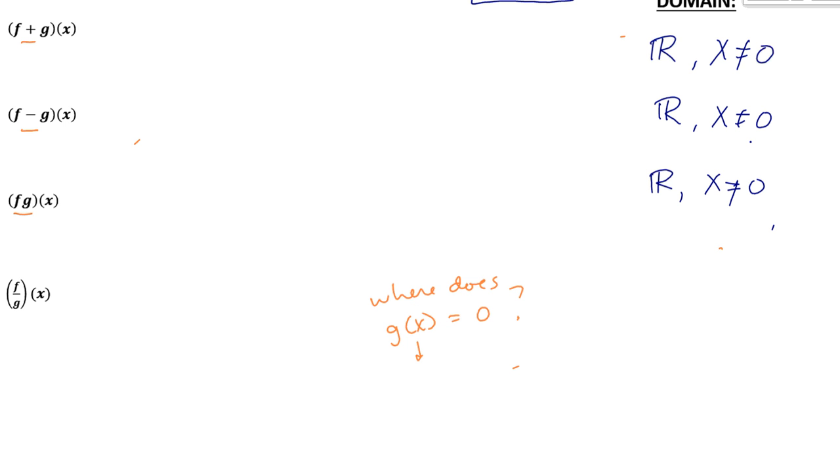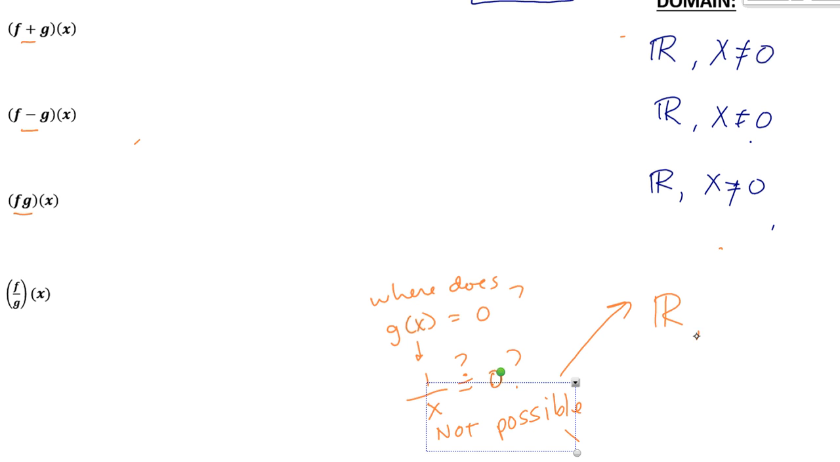Well, here's g of x. Is there any number I can plug in for x that would equal 0? No, there's no way to turn 1 over x into a 0. It's 1 divided by something. It can't be 1 divided by 0. So this is not possible, which means this guy's domain is also going to be all real numbers, x cannot equal 0. It happened to be the same for all three of them.